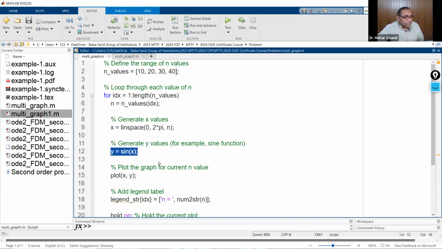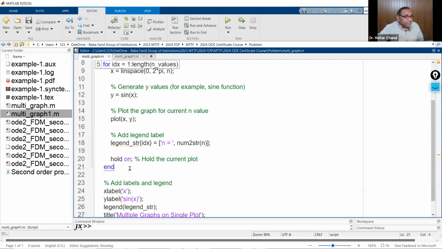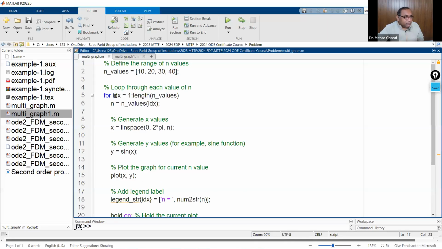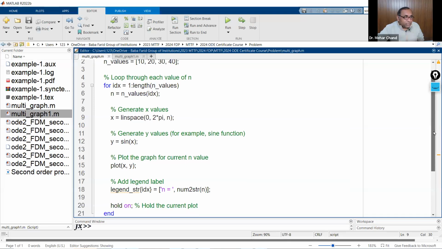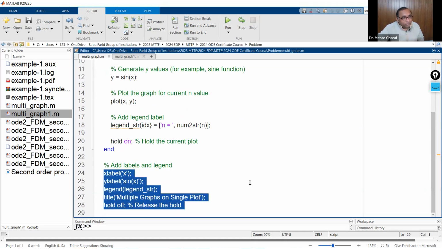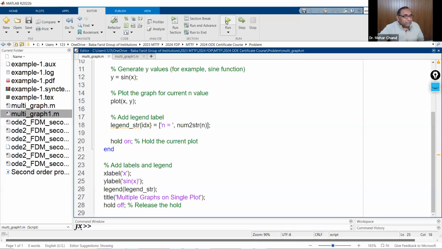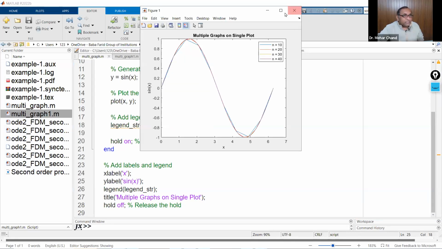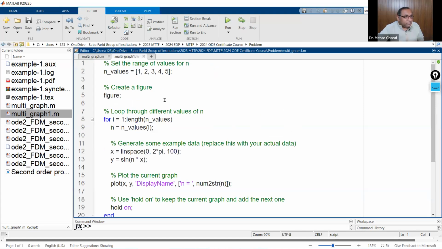And here we have a y function, then the plot, and then you can insert a legend. The legend will also be based on this idx, which we create at linspace, corresponding to this one. Since we have multiple graphs, we have to use hold on, and then the xlabel, ylabel, and hold off. When you execute, you will have this graph. Very simple.